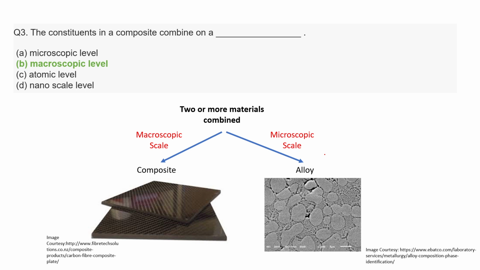So that is one difference that will be helpful to understand the difference between composite and alloy. Alloy is mixed at a microscopic level and composite at a macroscopic level, such that you can differentiate different components of a composite. So the answer to this question will be option B, that it is combined at a macroscopic level.